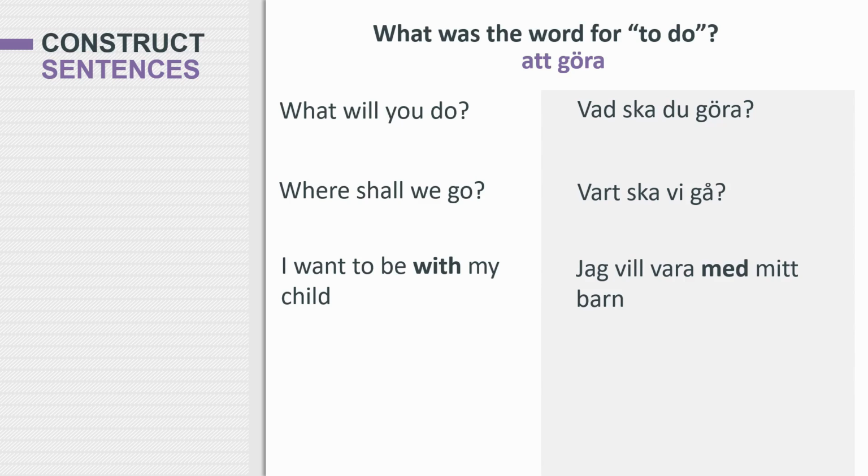So vara is of course att vara, to be. And it's irregular, just like in English, to be. But then if you want to say, you don't say he be, you say he is. Same in Swedish, you don't say han vara, you say han är. So, to be. Jag vill vara. I want to be with my child. Med mitt barn.